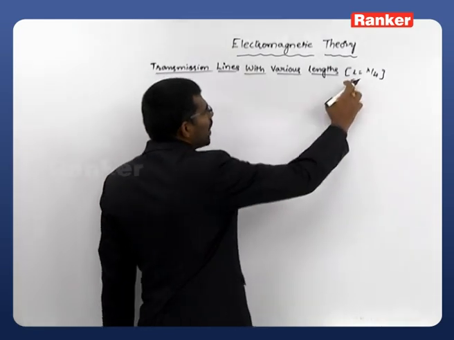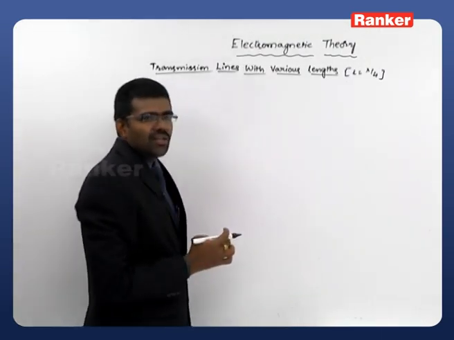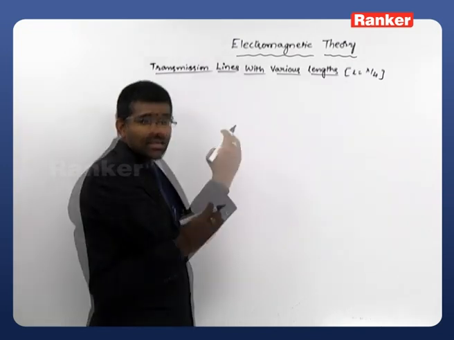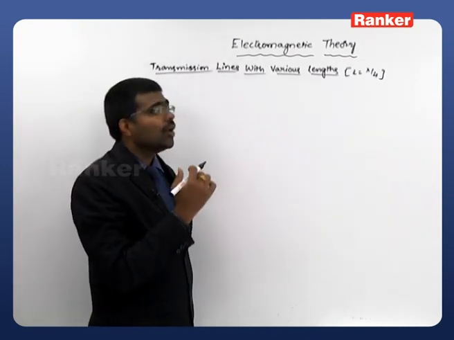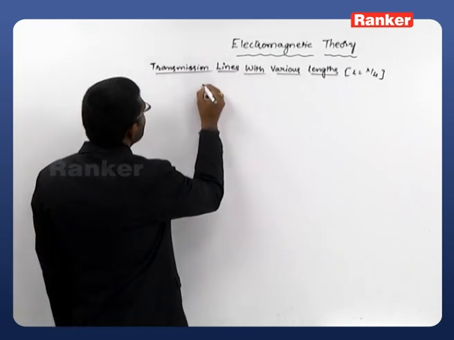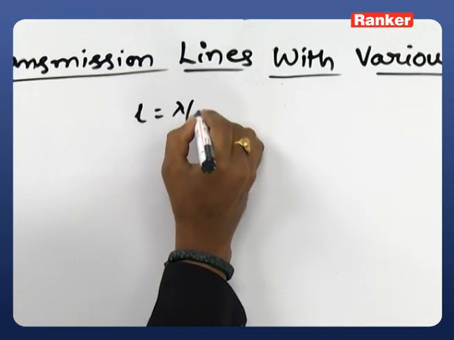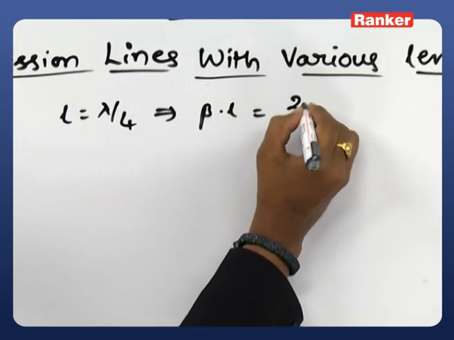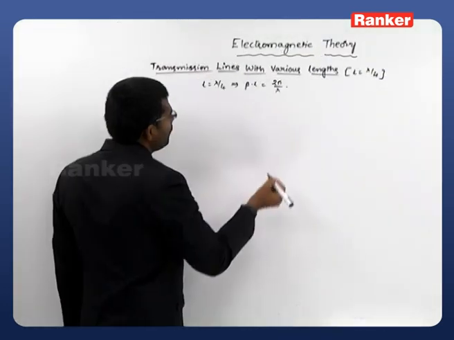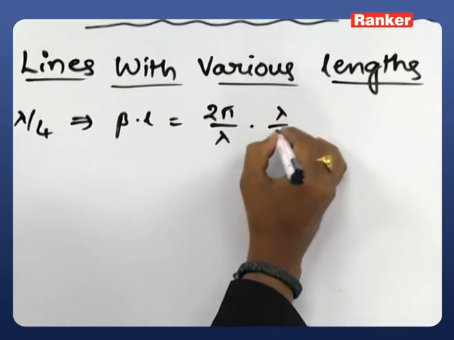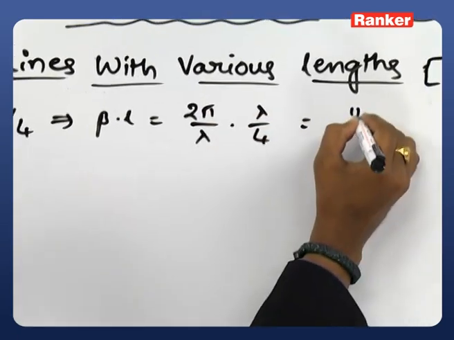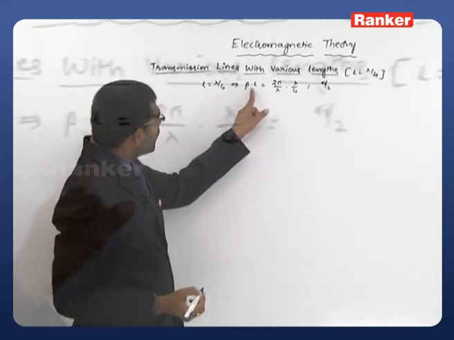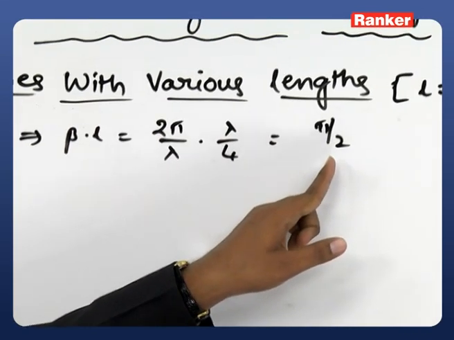So L is equal to lambda by 4, that is what I am considering. If L is equal to lambda by 4, we will observe what the characteristic of that transmission line is. As L is equal to lambda by 4, what is beta L? Beta into L is beta, which is 2 pi by lambda, into L, which is lambda by 4. So simply you get pi by 2. So whenever the electrical length term beta L appears, you are supposed to substitute pi by 2.